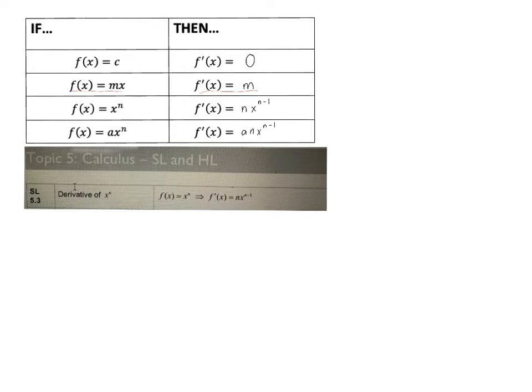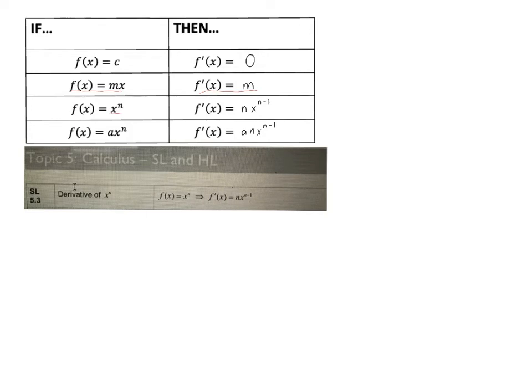Now, the monomials are a little bit more difficult, the ones with the powers, all right? You have x to the n power. Hopefully you noticed that the n came in front, and then it became a power of n minus 1. Okay, if you didn't, go back and look and see if you can see that happening within the patterns.